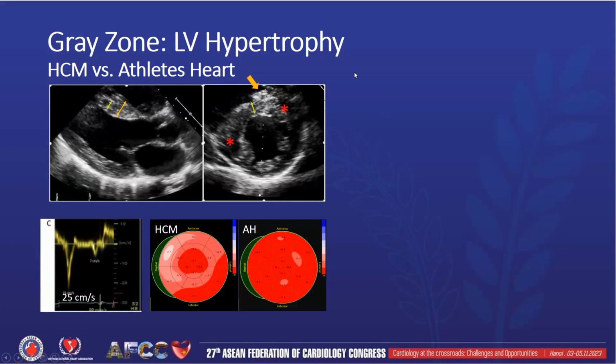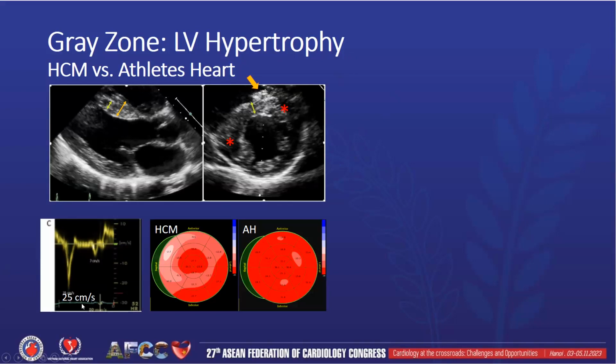The other thing that can help us identify what is pathologic LV hypertrophy from physiologic LV hypertrophy is diastolic function and strain. In athletes who have physiologic remodeling, their strain is often normal to supranormal. In this case, the E prime velocity is 25 centimeters per second.